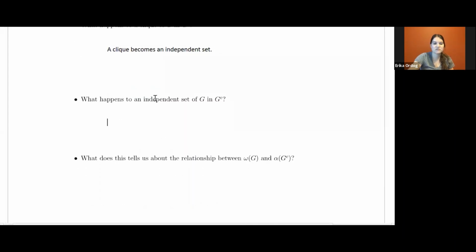So what happens to an independent set of G in G complement? Well, it's the same idea. In G, no pair of vertices is adjacent in the independent set. So when we take the complement, we add in edges between each pair of vertices, and now they're all adjacent to each other. So we get a clique. An independent set becomes a clique.